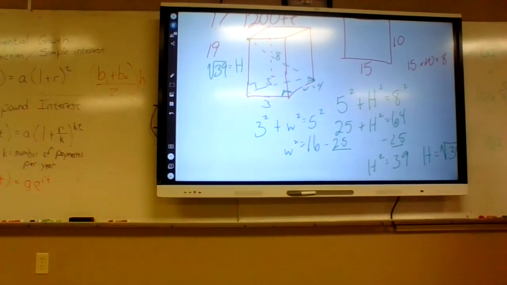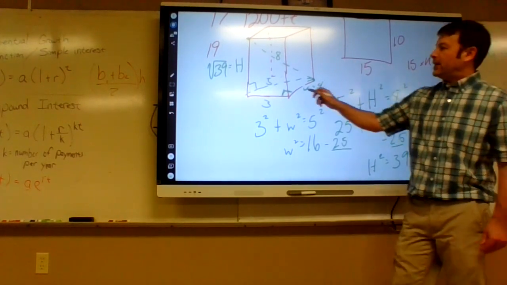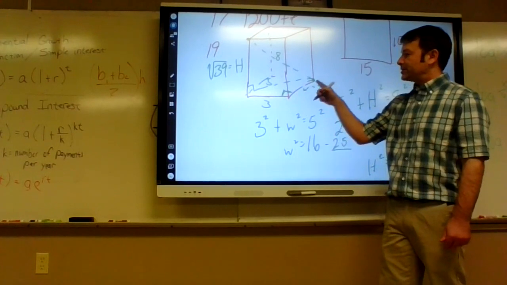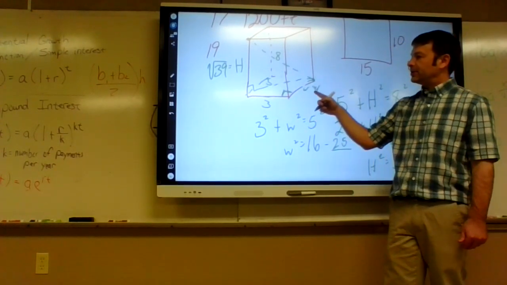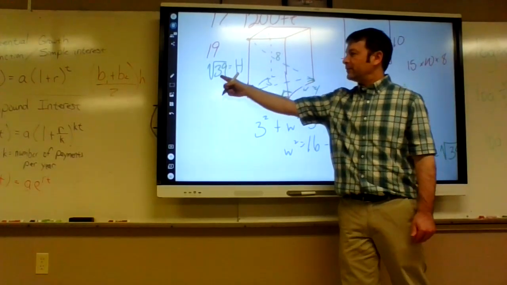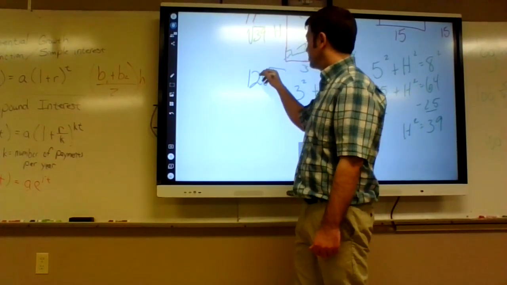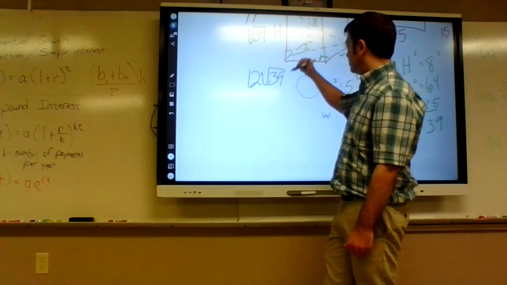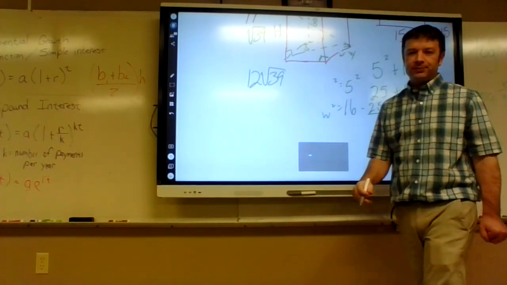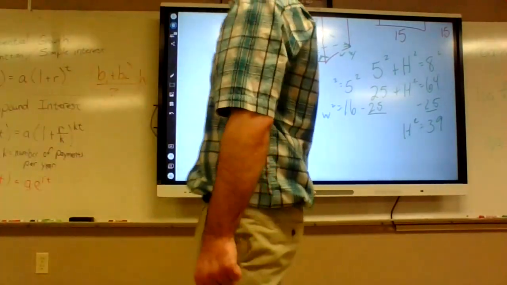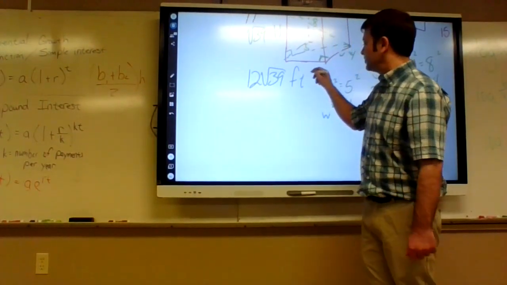So then to find the volume of that, how do I find the area of this base? 3 times 4 is 12. Times 12 times square root of 39 is a big decimal. 12 square root of 39. You can put the decimal if you want to. And it's feet again, so feet cubed.